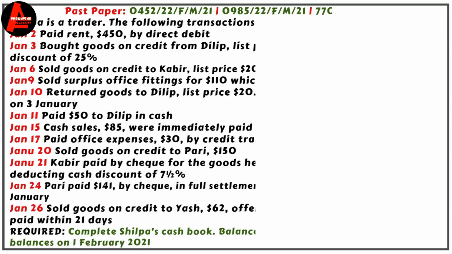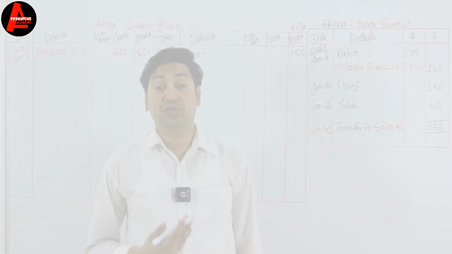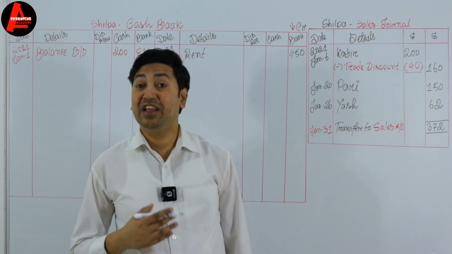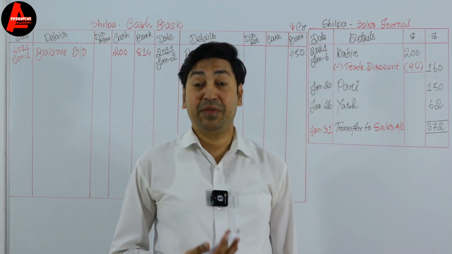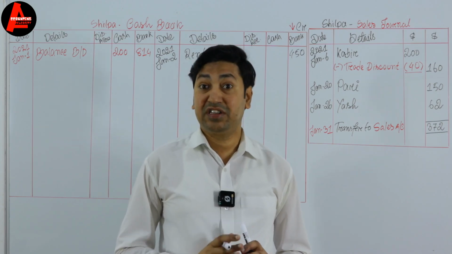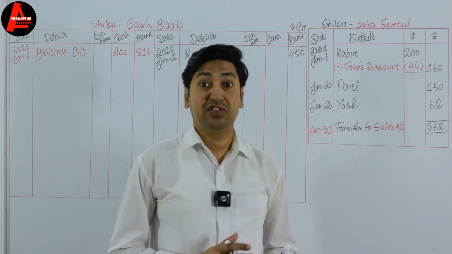Great, then we have our next transaction. It is January 3. Bought goods on credit from Dilip. List price is $120, subject to a trade discount of $25. Will this transaction come here in the cash book? No, not at all. Why? Because this transaction is made on credit. There is no cash receipt or payment for this transaction, not even by check or by bank. So this will not be recorded.